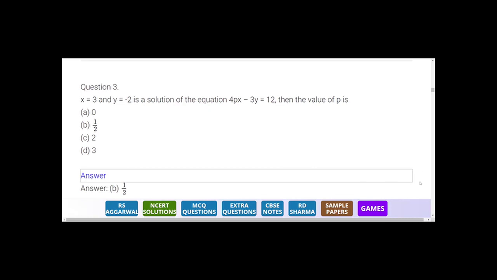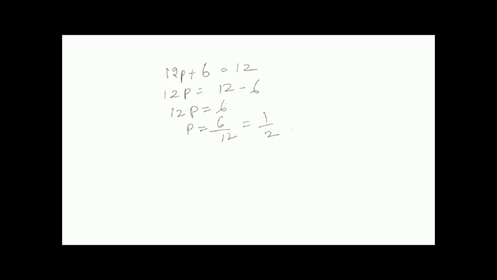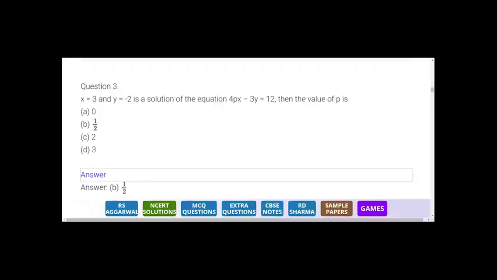Shall I do it on whiteboard? Yes, ma'am. So here we'll get 12p plus 6 equal to 12. 12p equal to 12 minus 6. 12p equal to 6. P equal to 6 by 12. That is 1 by 2. Okay. Next.